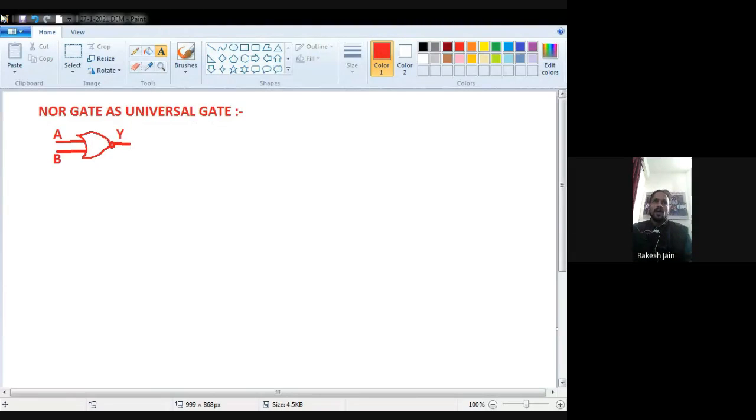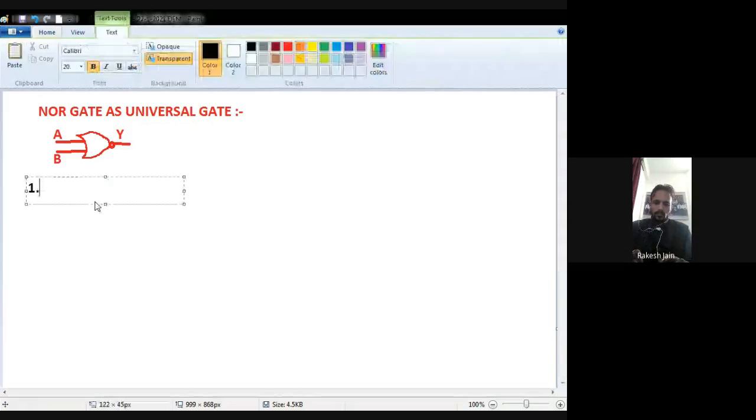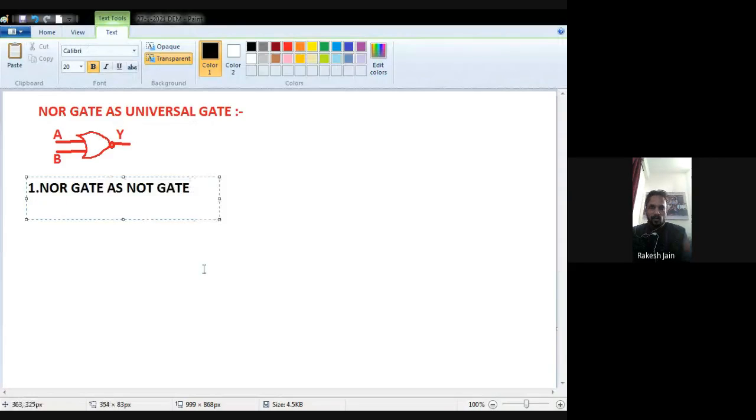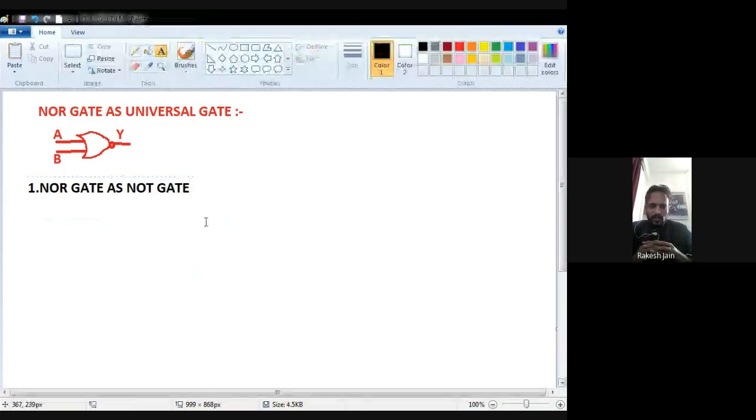So now how does the NOR gate behave as a universal gate? First of all, we see how a NOR gate behaves as a NOT gate. What is NOT gate? We know NOT gate is also known as inverter, in which only one input is there and one output is there. Output is the complement of the input. Here we have a NOR gate.